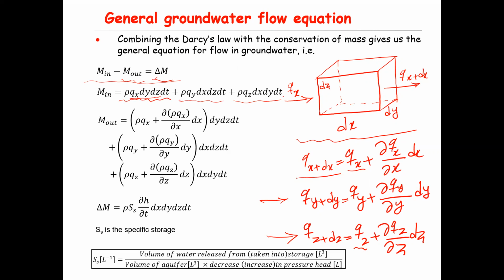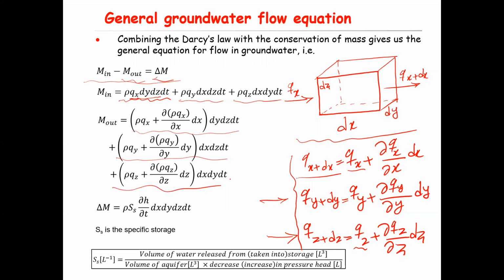You can do exactly the same for the M out. The only difference here is that instead of qx, you use these three equations we wrote here. That is, instead of qx, you need to write qx plus dx. But qx plus dx is equal to qx plus the derivative of qx with respect to x times dx. If you plug these definitions of the velocity into this equation, you get M out, for the x direction, y direction, and z direction.